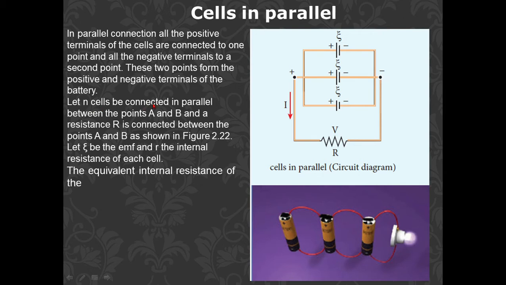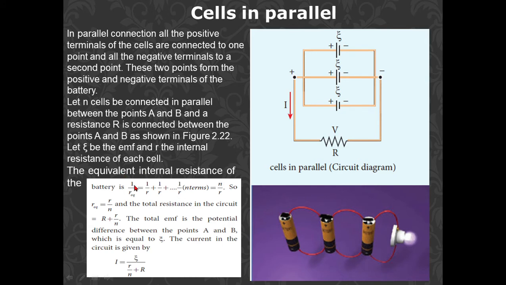Let n cells be connected in parallel between the point A and point B, and a resistance R is connected between the point A and B. This is the R resistance connected between the point A and B. Let psi be the EMF and r the internal resistance of each cell. The equivalent internal resistance of the battery is 1 by r_eq. EQ means equivalent internal resistance.